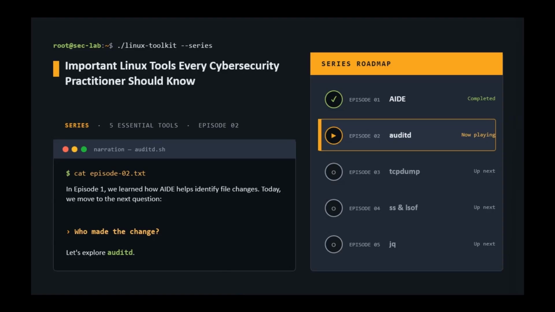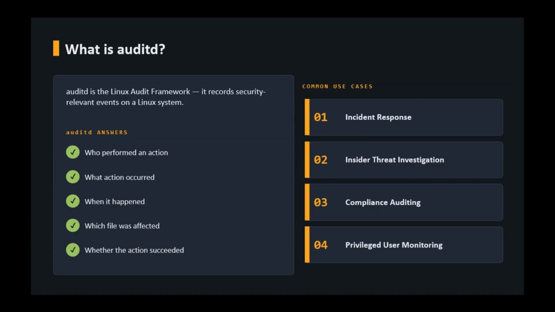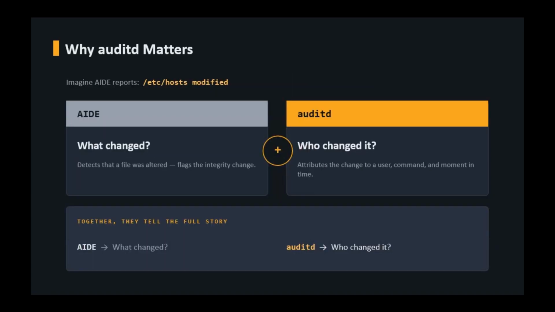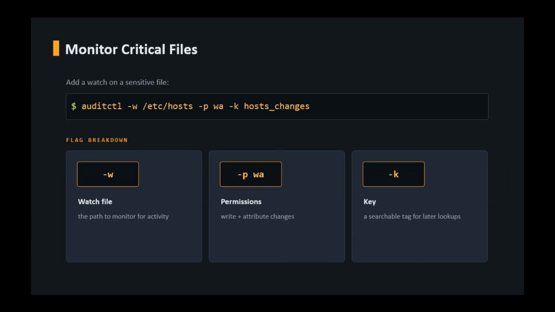In the previous episode, we explored audit and learned how file integrity monitoring helps us identify unauthorized changes on a Linux system. audit is excellent at answering one important question: what changed? But during a real security investigation, that information alone is not enough. Security teams need to know who made the change, when it happened, which command was executed, and whether the activity was legitimate or suspicious. This is where audit becomes an essential security tool.